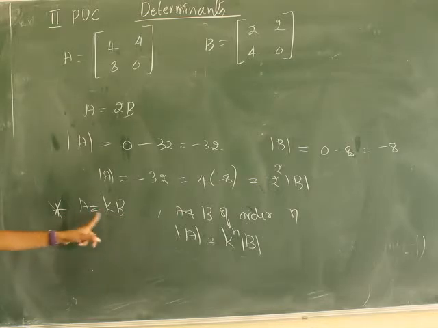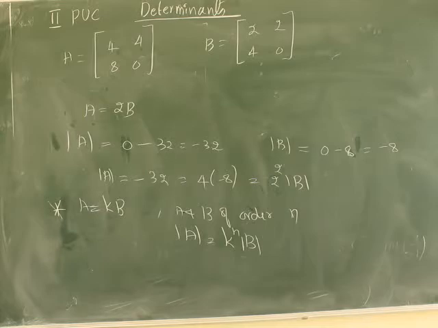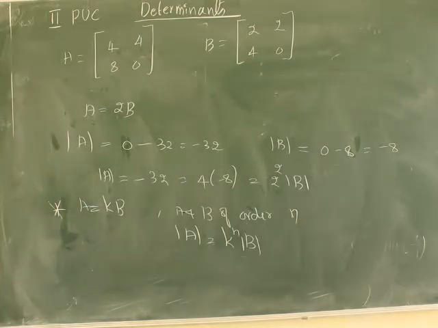If A is equal to K into B, then determinant of A is equal to K power n into determinant of B. You can make a note of this. And I have also already given one more note: instead of calculating minus 1 to the power i plus j every time, by looking at the position itself, we can make out which is positive and which is negative.